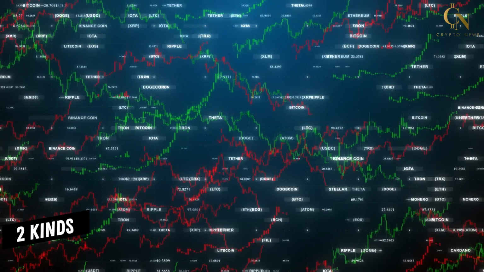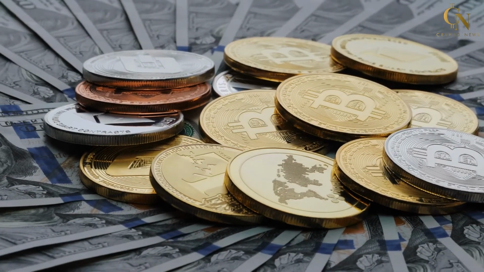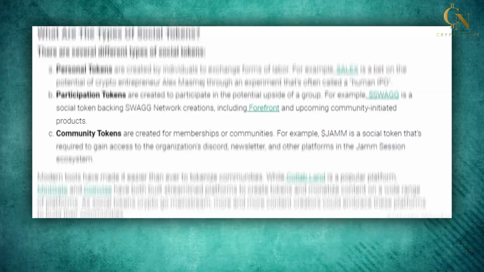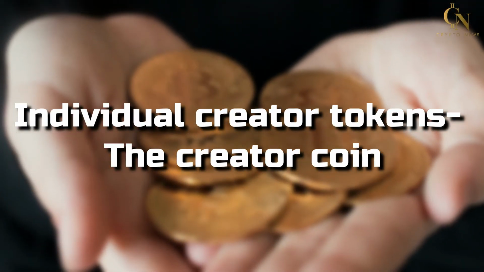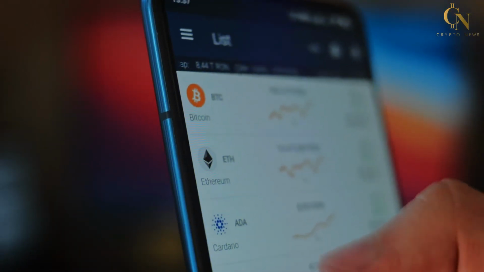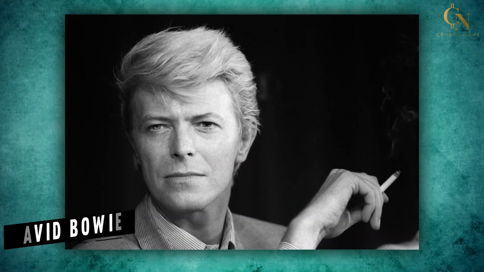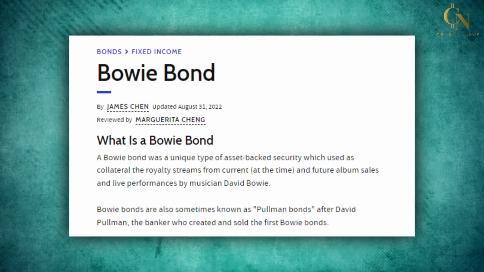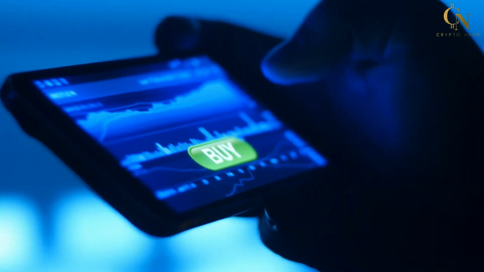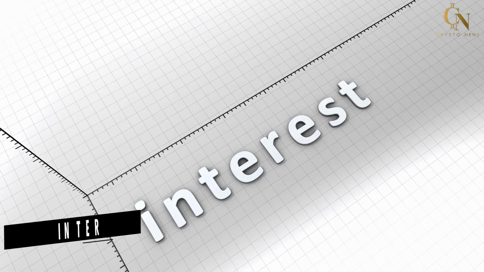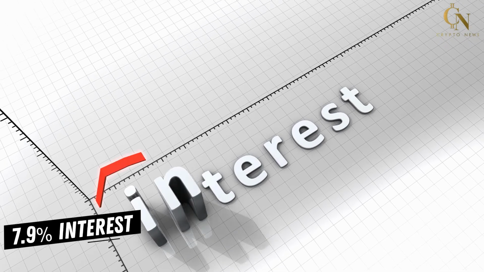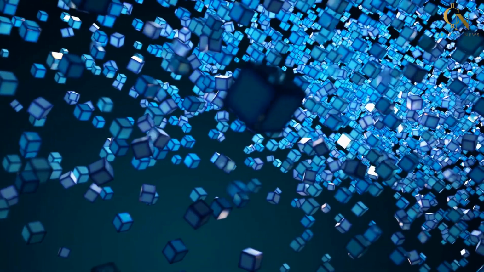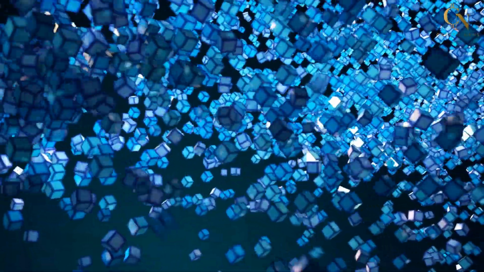There are two kinds of social tokens. These tokens are broadly classified into two types: creator tokens and community tokens. Individual creator tokens, the creator coin. This is not a novel notion. In reality, musical superstar David Bowie issued asset-backed securities known as Bowie bonds as early as 1997. Those who purchased these bonds received 7.9% interest over a 10-year period on the royalties produced from the streaming of David Bowie's songs. The same notion has been transferred to the blockchain using social tokens.